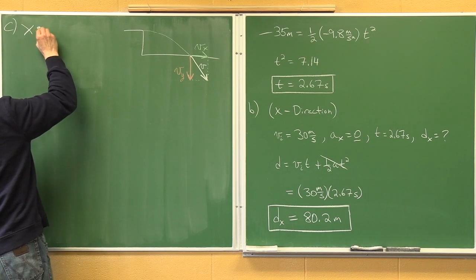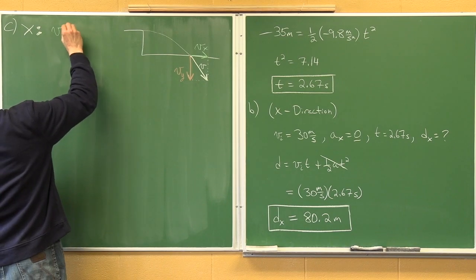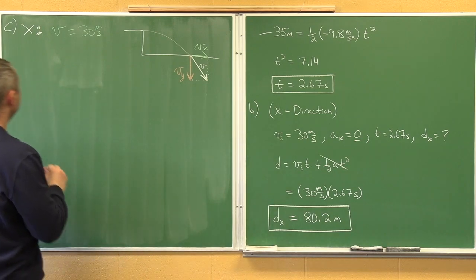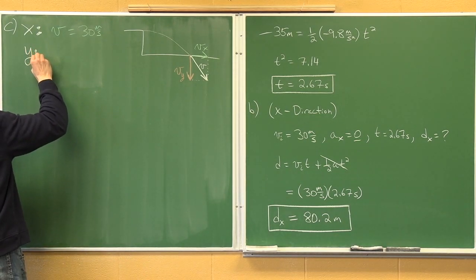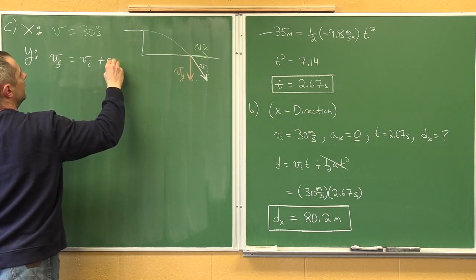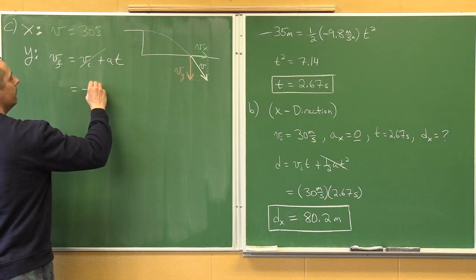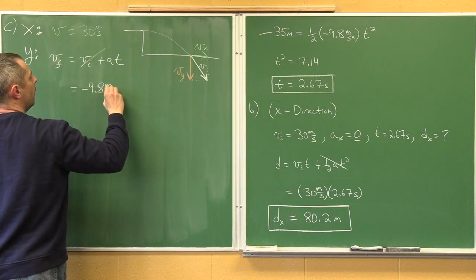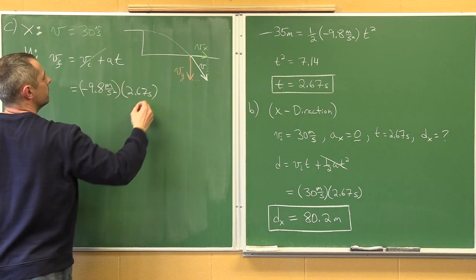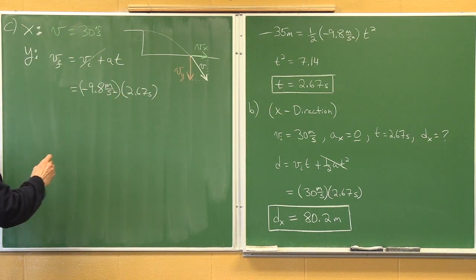X, and then say that this is V equals 30 meters per second. And then in the y, I'm going to do V final equals V initial plus AT, as I said. So this was 0, as I mentioned. So now I'm going to plug in negative 9.8 for acceleration for the y direction and the 2.67 seconds. Hit it on the calculator, and I get negative 26.2.